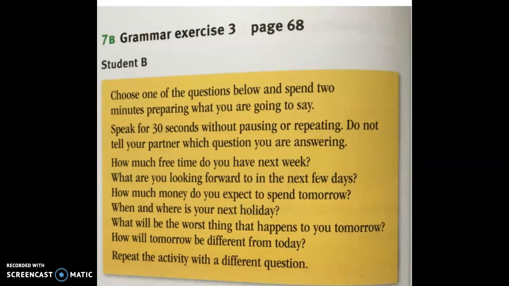So obviously monitor this and listen out for good examples and incorrect examples of the target language, the future forms. And after you've got everybody back together when they finish the activity to get some feedback, find out, did you guess the right question? What did you find out about each other? Do some post-fluency correction. So the students can identify any incorrect sentences and correct them together.